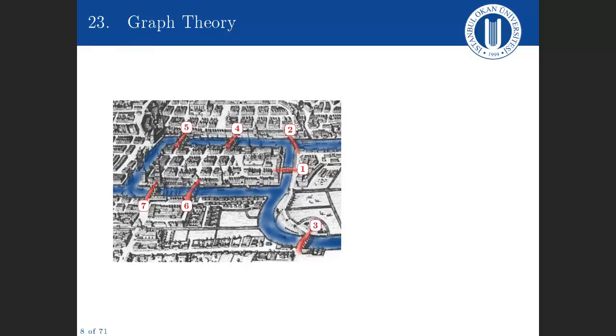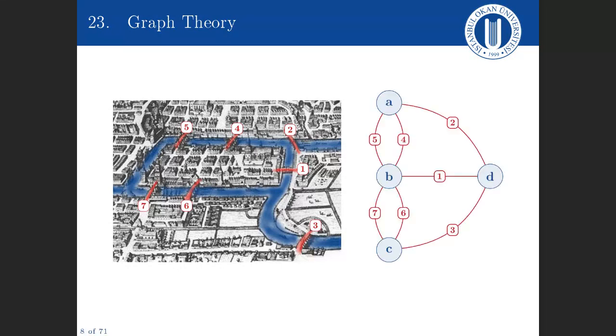If we look at this picture, the important things are where the land masses are and where the bridges are. Or, in fact, we don't even need to know their exact location. We only need to know which bridges connect which land masses together. We don't care about the exact shape of the river. We don't care about where those roads are, where the houses are, etc. We're only interested in which land masses are joined together.